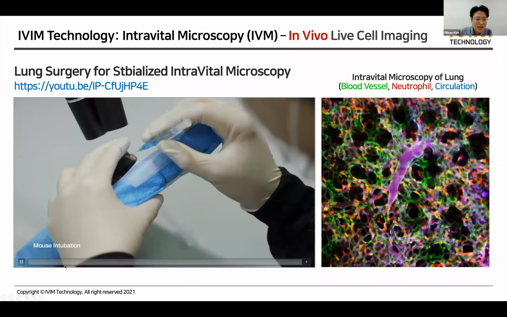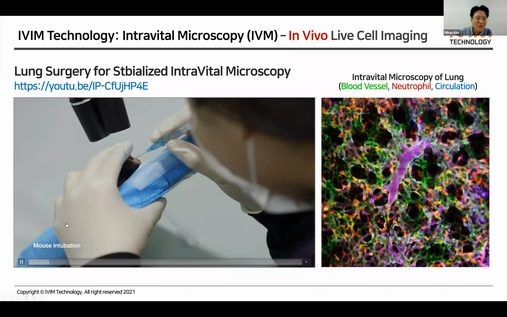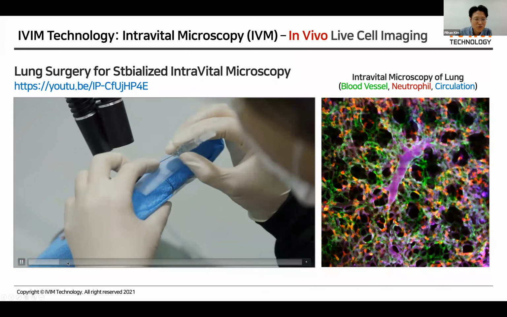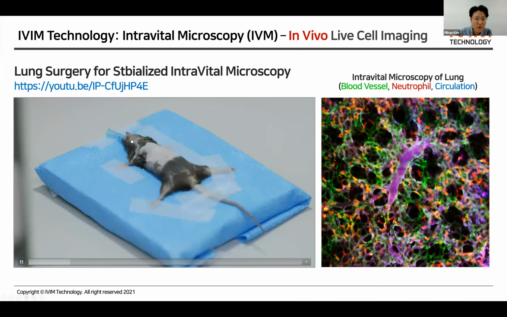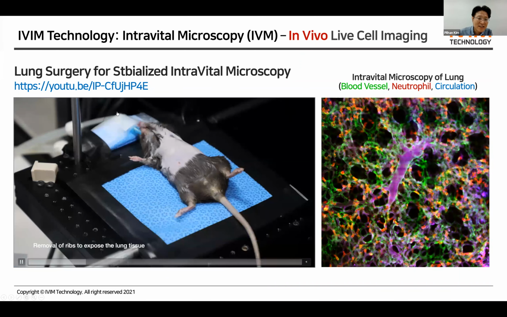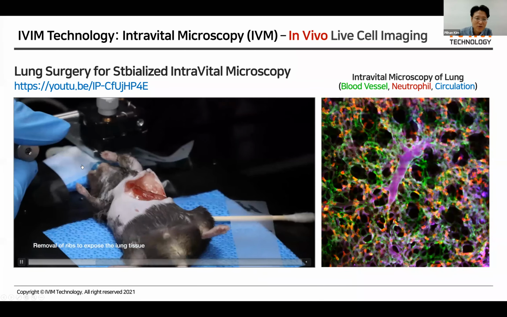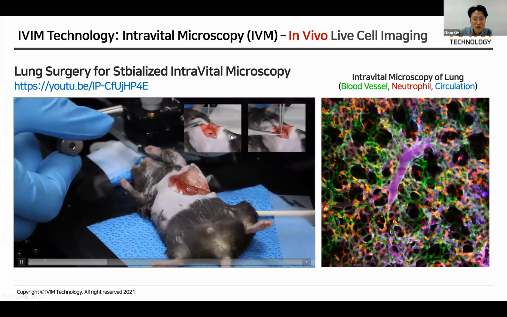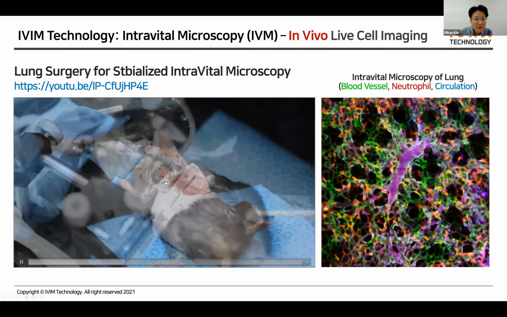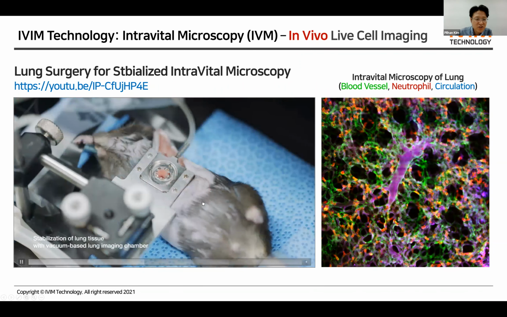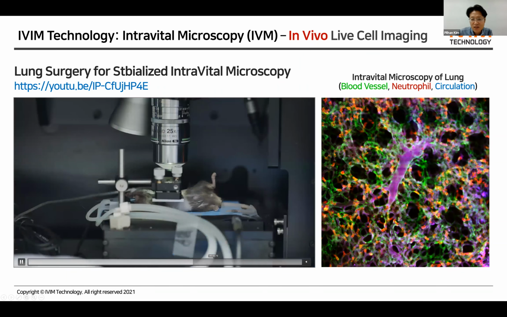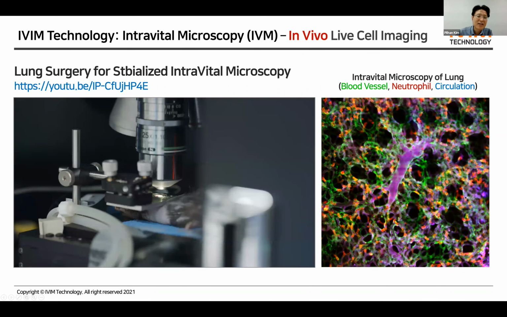And also we have a YouTube video to show you how to do this surgical procedure to image the lung. We need to intubate the mouse and then connect it to the ventilator to keep the mouse breathing during these surgical procedures. And then we use this suction-assisted lung imaging chamber. In this setting, we can obtain very high quality, cellular level imaging of the lung.